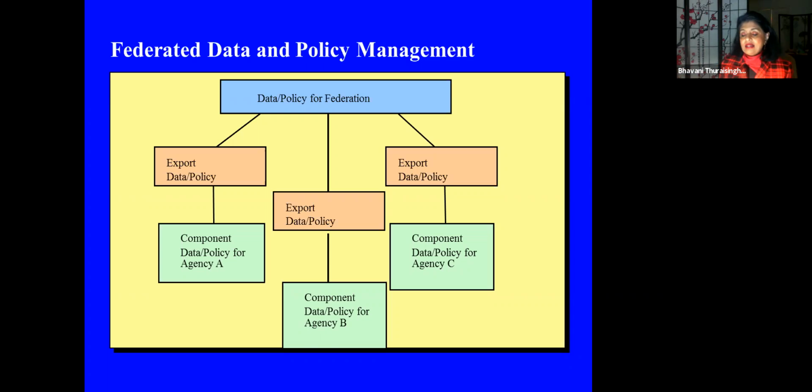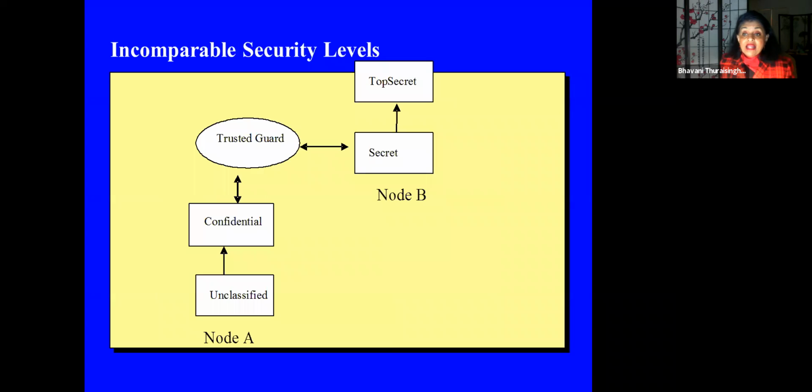And I believe I did talk about it in one of my earlier lectures. Okay, now incomparable levels is very interesting. Let's say we have two sites, A and B, confidential and unclassified. A is accredited to handle data that's unclassified or confidential. B is accredited only to handle data that is secret or top secret.